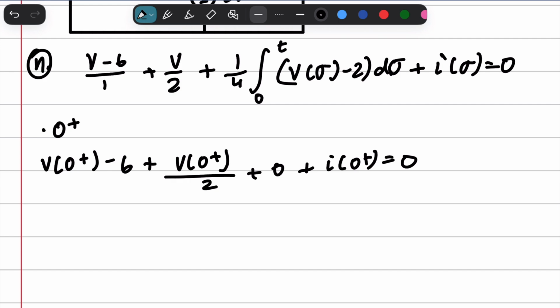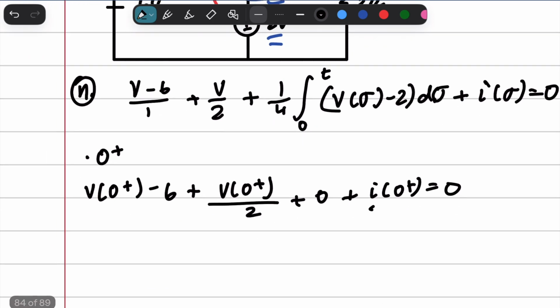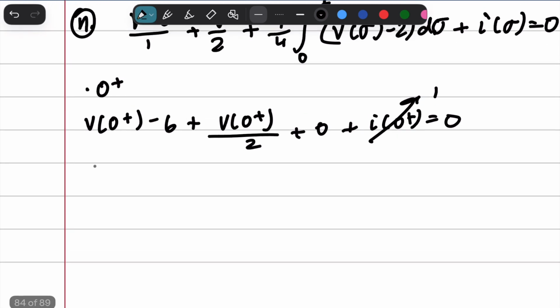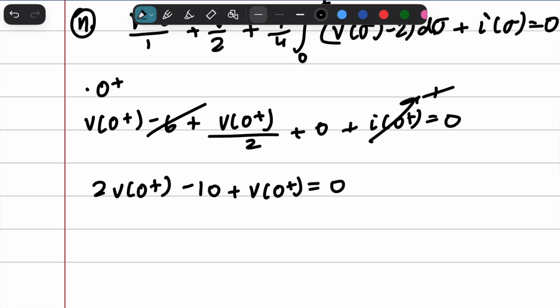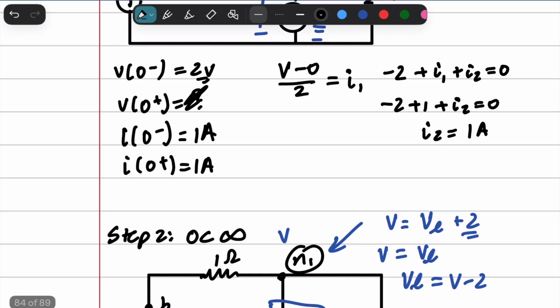And what was I of 0 plus at the time? I of 0 plus was 1 amp. Multiply both sides by 2. And I'm going to go ahead and combine these. This is negative 5, so it's negative 10, plus V of 0 plus is equal to 0. And so we get V of 0 plus is equal to 10 thirds volts. And so we can remove this right here to being 10 thirds volts, and we know that.